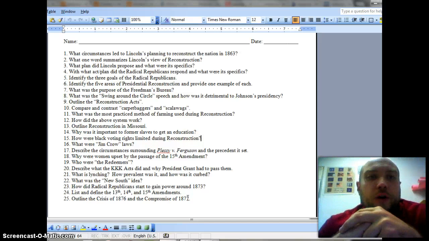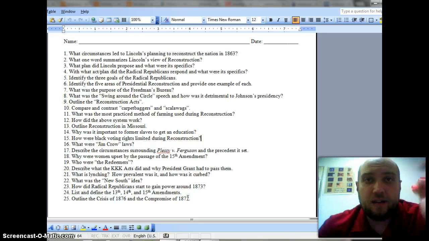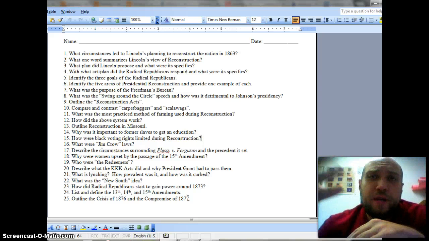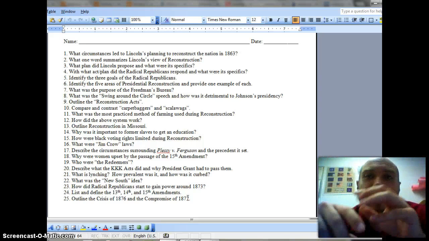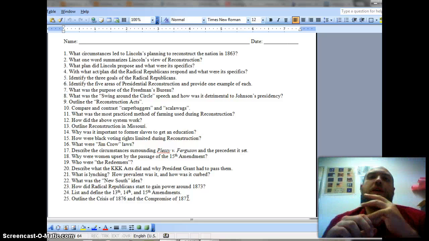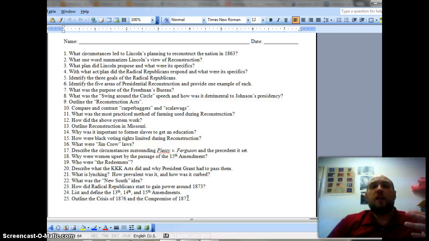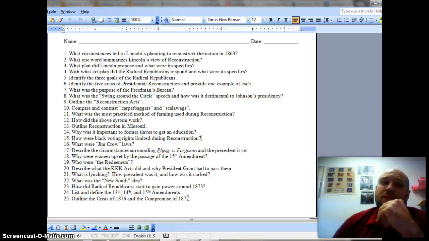All right, what plan did Lincoln propose and what were its specifics? That's the 10% plan. 10% of the voting population from the 1860 election had to pledge their allegiance, say a loyalty oath to the Union, that they would never rebel again, and then they would be readmitted. Now, they had to draft new constitutions, they had to elect new governments, but it was a pretty generous plan.